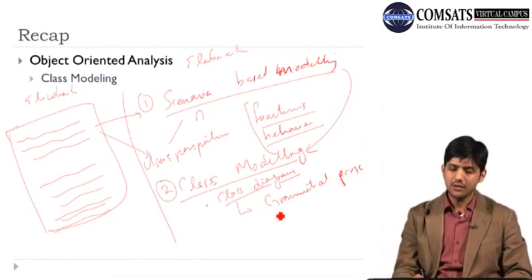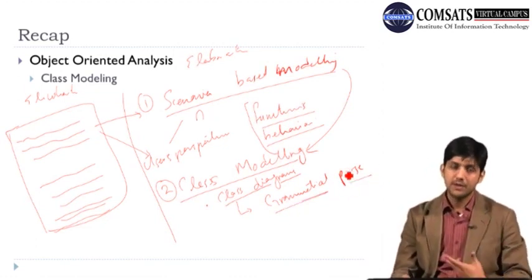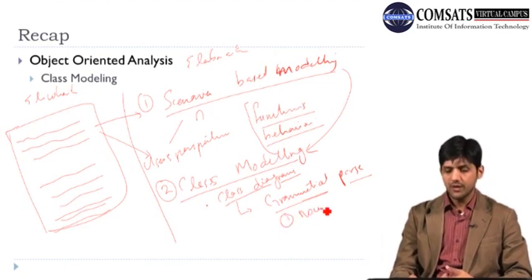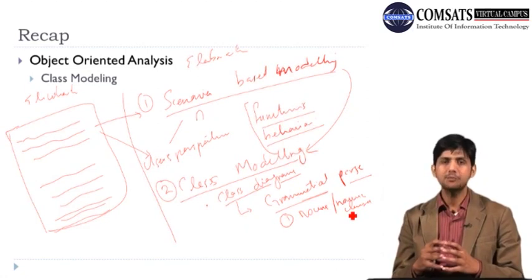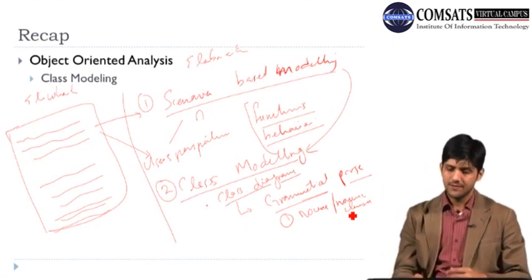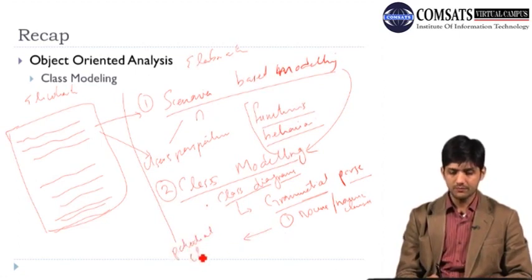So we try to do a grammatical parse, and we do two grammatical parses in particular. The first one, we try to identify all nouns and noun clauses. The goal here is that all these noun clauses, we classify them as our potential classes. So we say that all these nouns will be our potential classes.